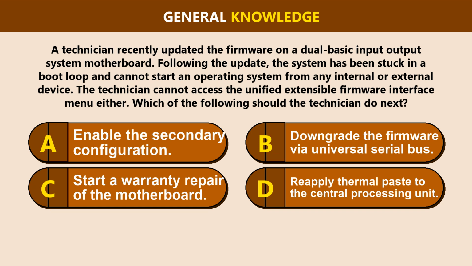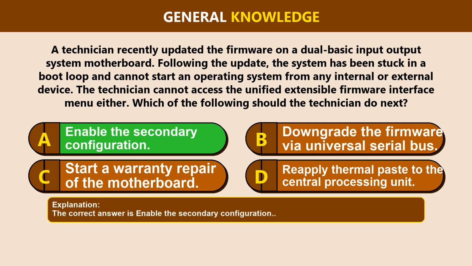Question 24. A technician recently updated the firmware on a dual basic input-output system motherboard. Following the update, the system has been stuck in a boot loop and cannot start an operating system from any internal or external device. The technician cannot access the unified extensible firmware interface menu either. Which of the following should the technician do next? Option A, enable the secondary configuration. Option B, downgrade the firmware via universal serial bus. Option C, start a warranty repair of the motherboard. Option D, reapply thermal paste to the central processing unit. The correct answer is option A, enable the secondary configuration.